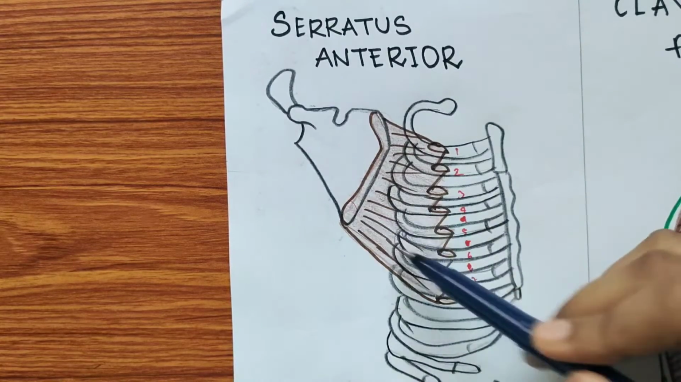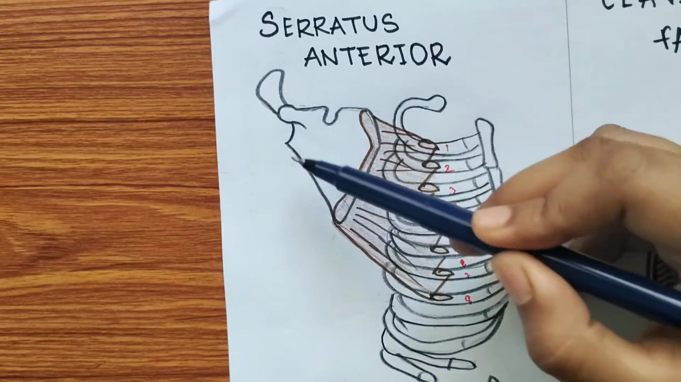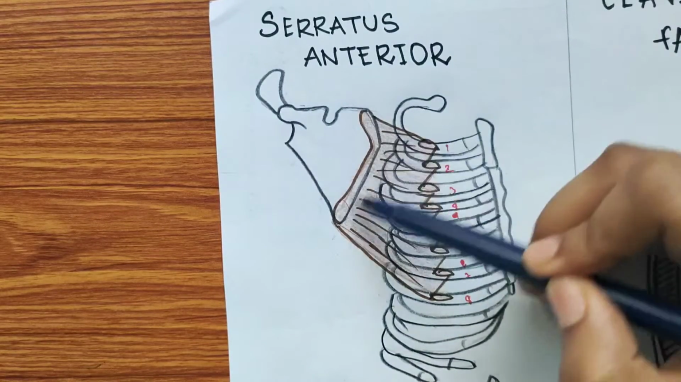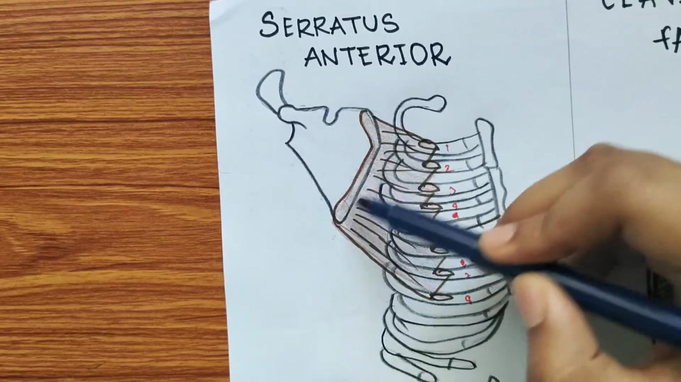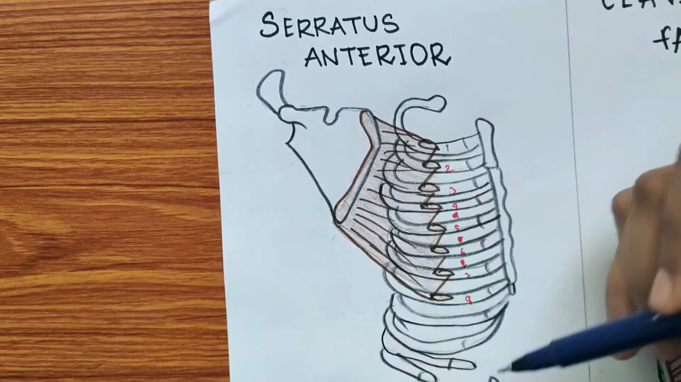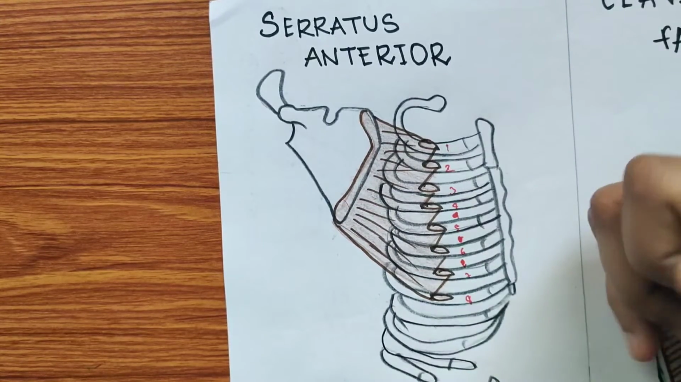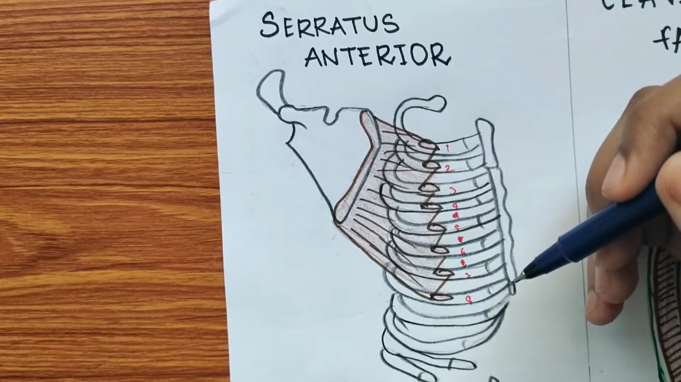Insertion, it is inserted into the medial border of the scapula. As you can see, this is the scapula, this is its medial border, so it is inserted into the medial border of the scapula along its costal margin, along its costal surface. So what is costal surface? Costal surface refers to the anterior surface of the scapula.